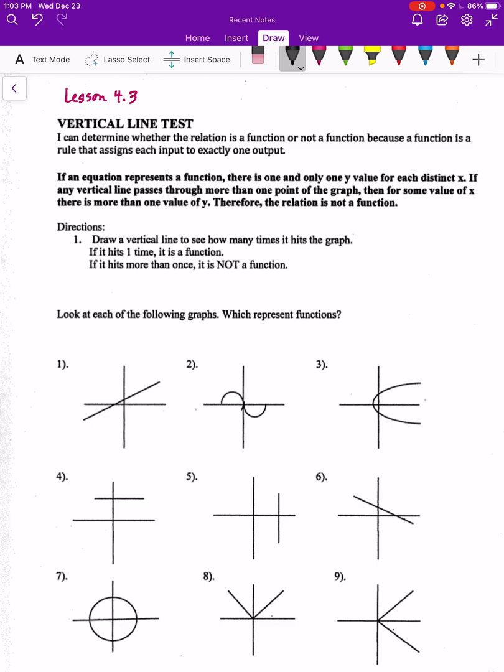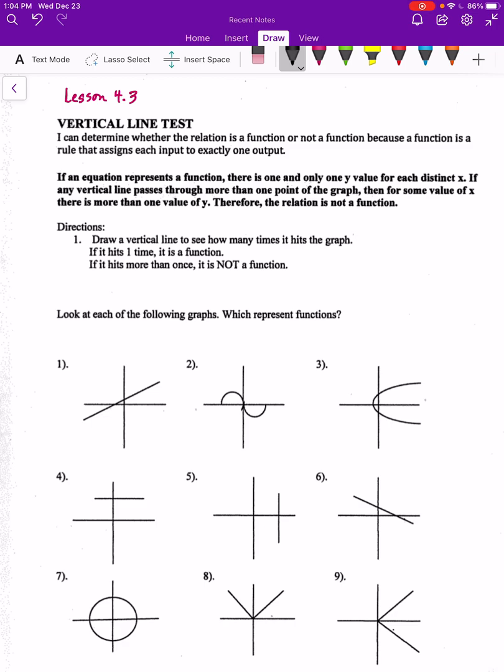So it says, I can determine whether the relation is a function or not a function because a function is a rule that assigns each input to exactly one output. So if an equation represents a function, there is one and only one y value for each distinct x. If any vertical line passes through more than one point on the graph, then for some values of x there is more than one value of y. Therefore, the relation is not a function. Okay, so that's going to be kind of important for you to understand.